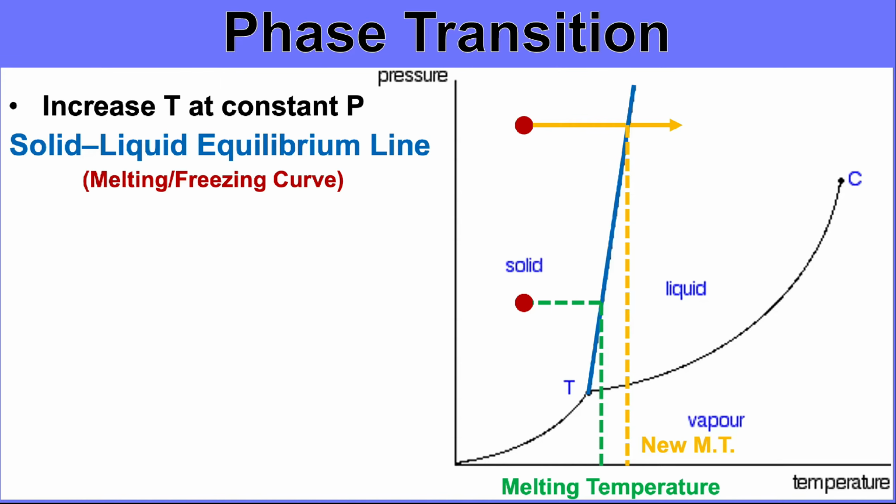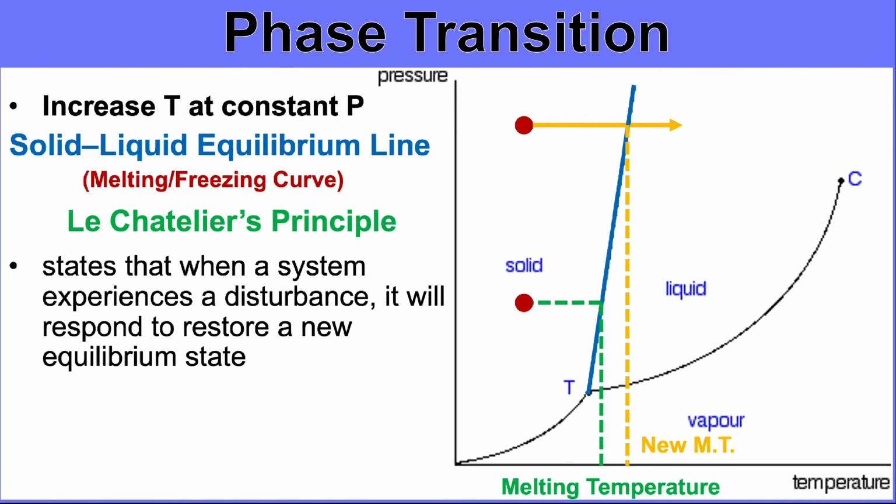Okay, so you can apply here the Le Chatelier's principle. So apply it just as if it was a chemical equilibrium. Le Chatelier's principle is also known as the equilibrium law, remember? So it states that when a system experiences a disturbance, such as a change in concentration, temperature, or pressure, it will respond to restore a new equilibrium state. Okay, so we're not going to discuss it further, but you can apply it here.